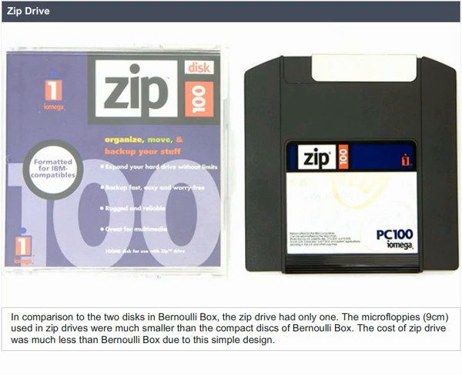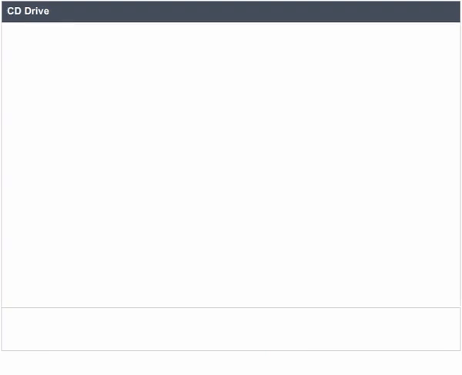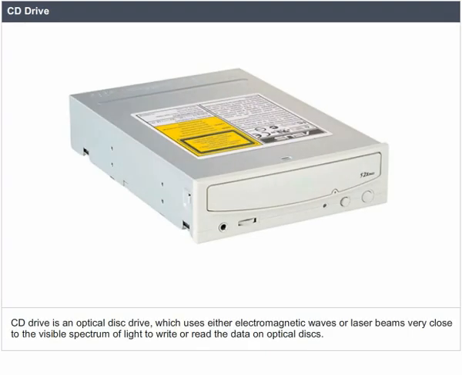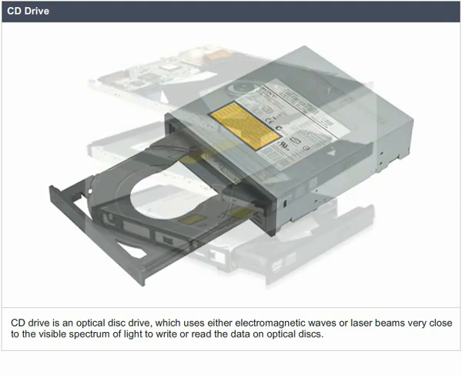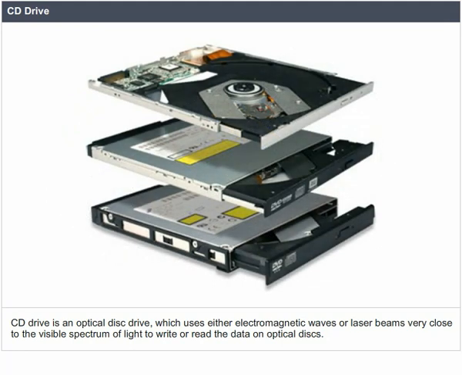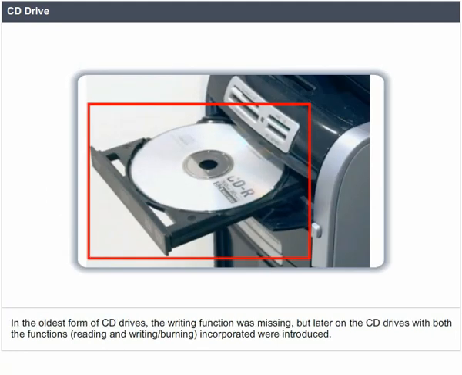CD drive. A CD drive is an optical disk drive which uses either electromagnetic waves or laser beams very close to the visible spectrum of light to write or read the data on optical disks. In the oldest form of CD drives, the writing function was missing, but later on CD drives with both the functions, reading and writing (burning), incorporated were introduced.